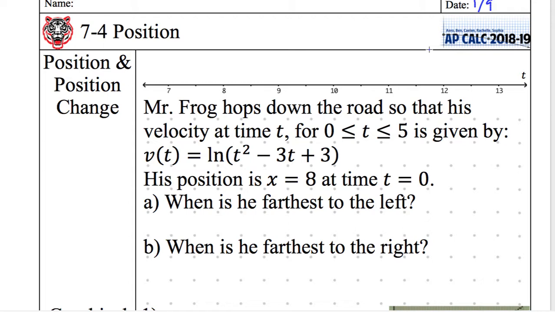He has his velocity. Our domain is between 0 and 5, and we have this equation, which does work out nicely. I've already tested it. It's the natural log of t squared minus 3t plus 3. I need to know when he's farthest to the left and the right, given that he starts at position 8 when time is 0.